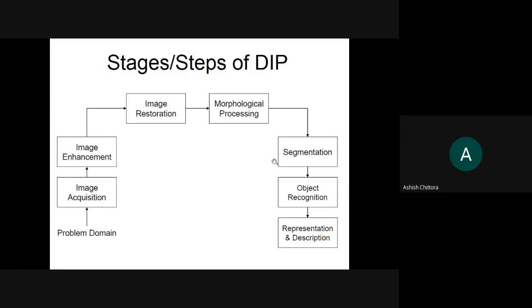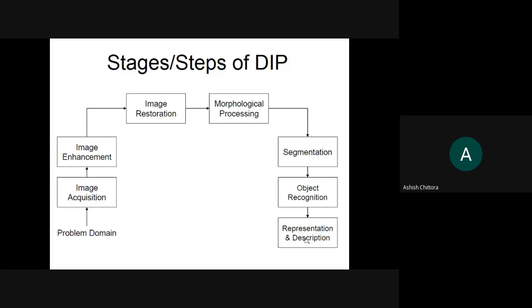Then segmentation will consist of segmenting the region of interest. So any region of interest in the image, we will segment out using segmentation techniques. Then, after these techniques, object recognition is the last block.